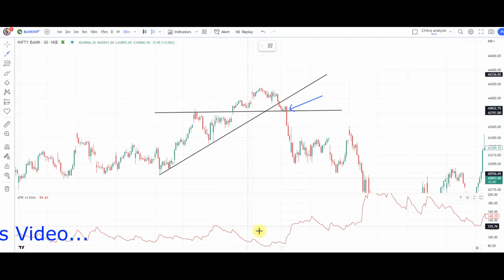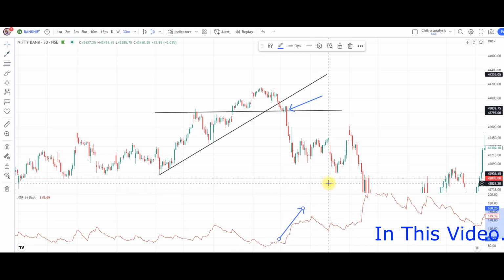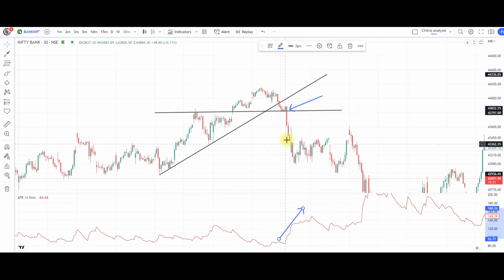At the same time, when you see here, the ATR is going up. What it means there is a high volatility in the market.